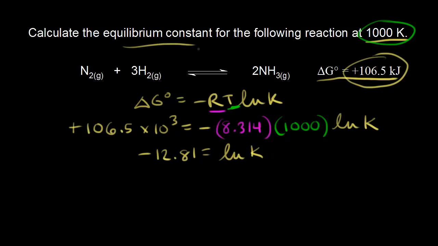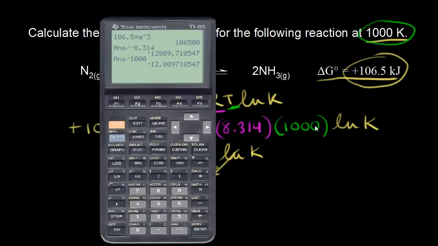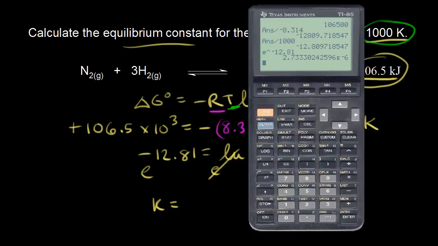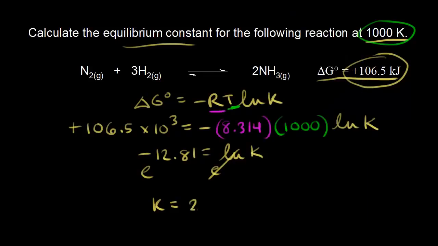So to solve for the equilibrium constant, we take e to both sides, and we get that K is equal to e to the negative 12.81. So what is that equal to? E to the negative 12.81 is equal to 2.7 times 10 to the negative 6. So K, the equilibrium constant, is equal to 2.7 times 10 to the negative 6.